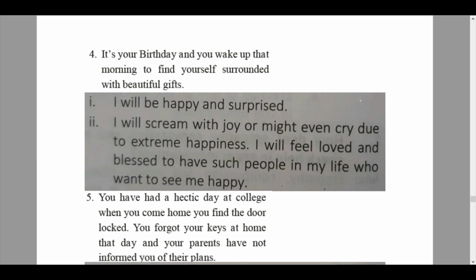It is your birthday and you wake up that morning to find yourself surrounded with beautiful gifts. I will be very happy and surprised. I will scream with joy or might even cry due to extreme happiness. I will feel loved and blessed to have such people in my life who want to see me happy.